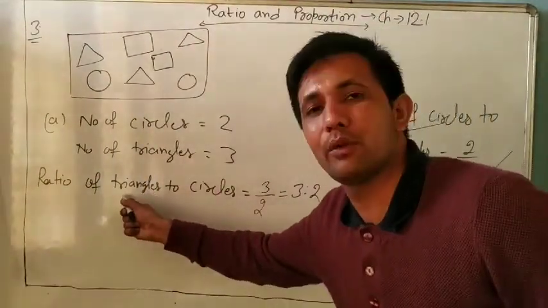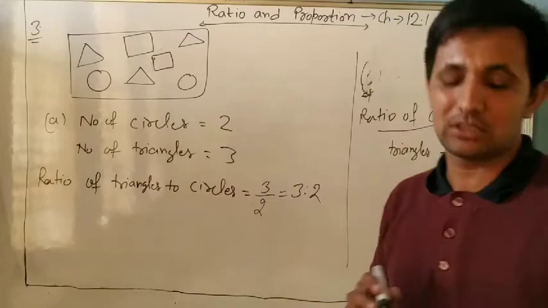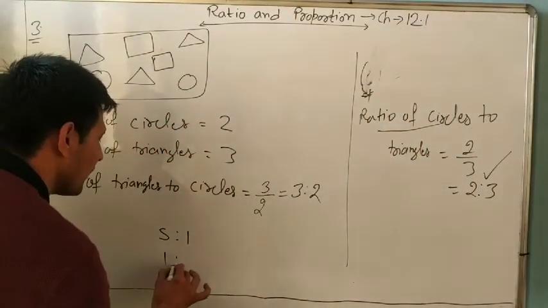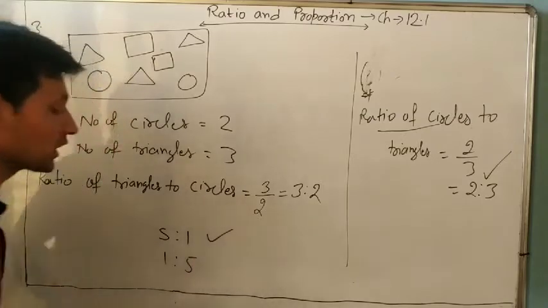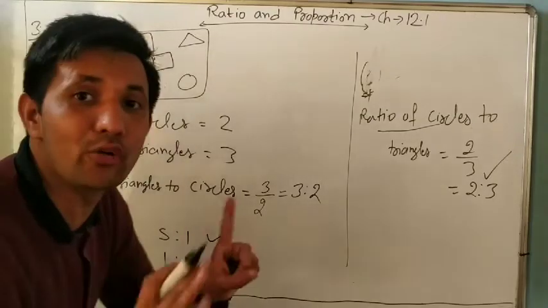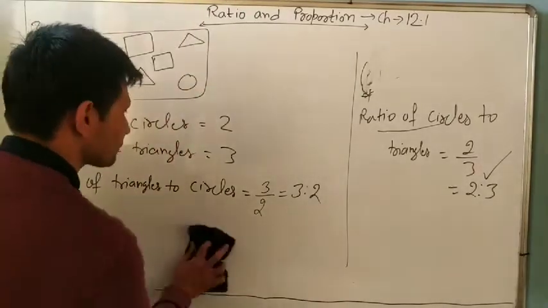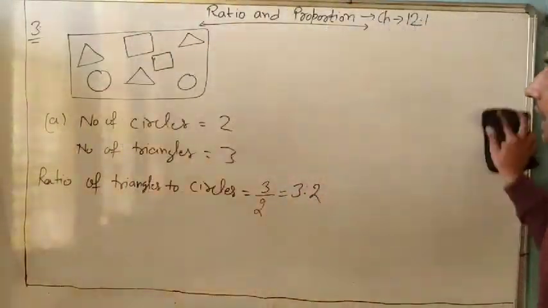So what are we writing first? Triangle. So first we write triangles. Always remember 5:1 and 1:5 are both different. Both are not the same. Okay? Both are different. Understand? So that is the first part.